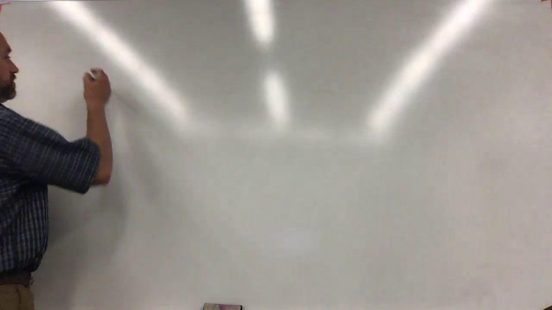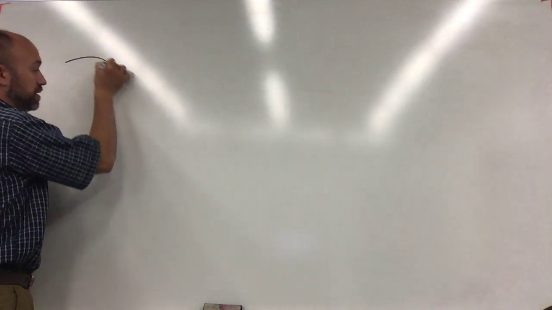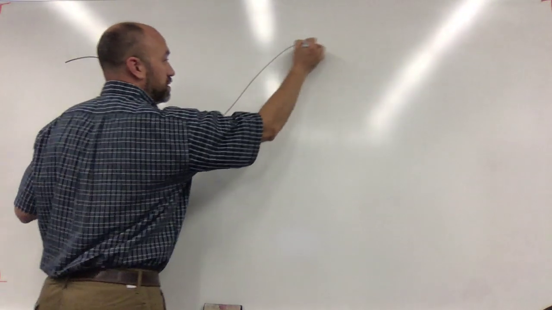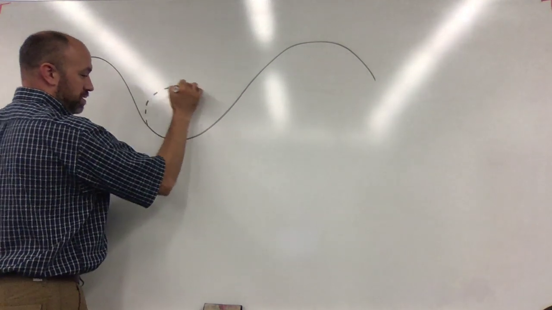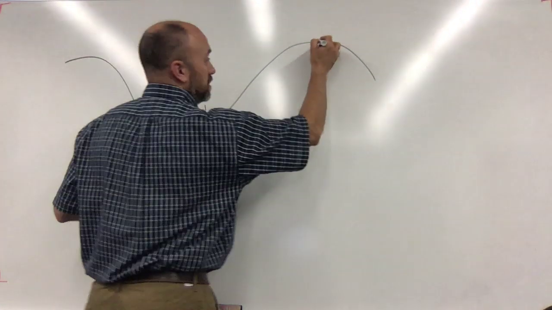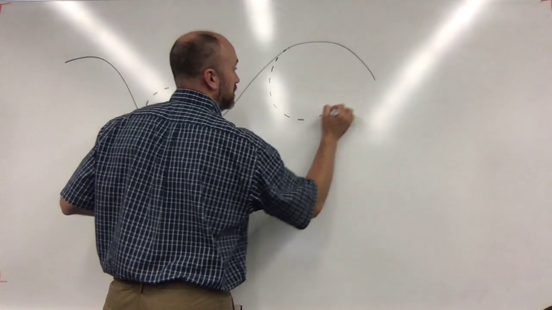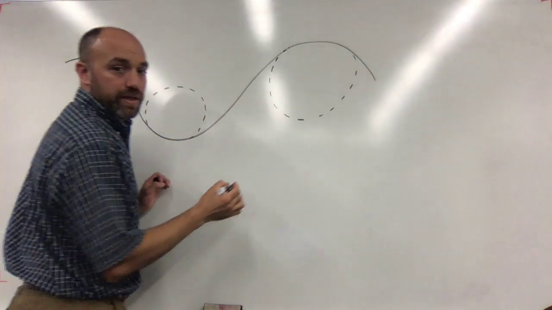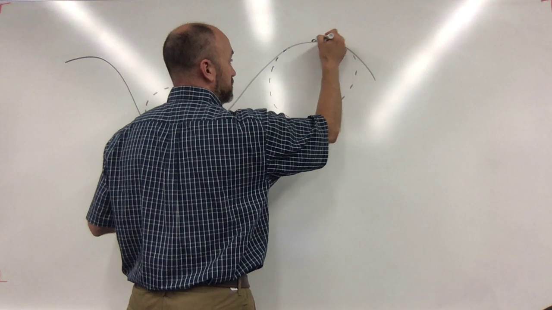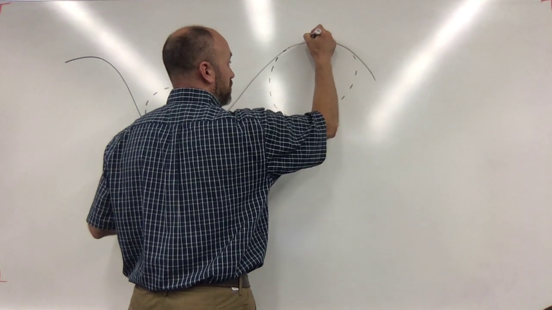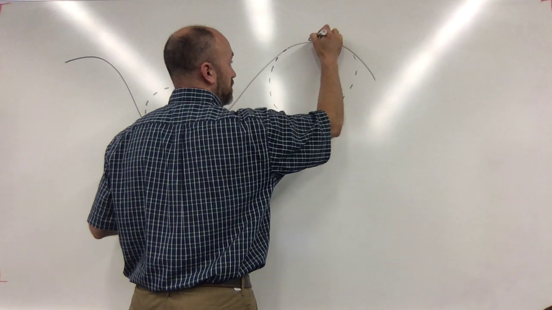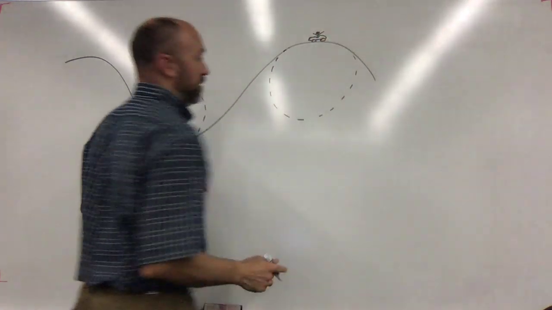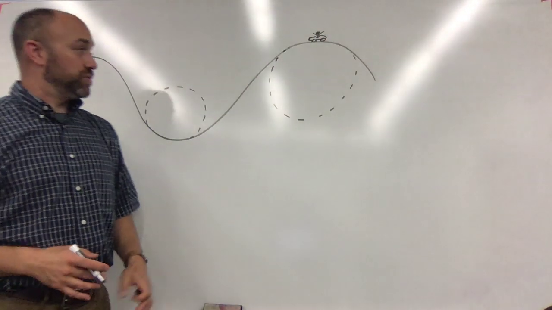Okay, so we've got this railroad track here, or roller coaster track. And at part B, there's this railroad car with people in it. They always hold their arms up. Why? I don't know why, they just do.